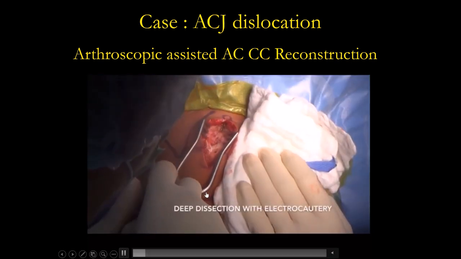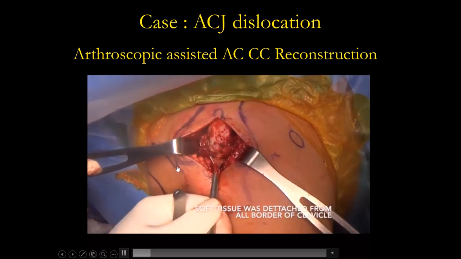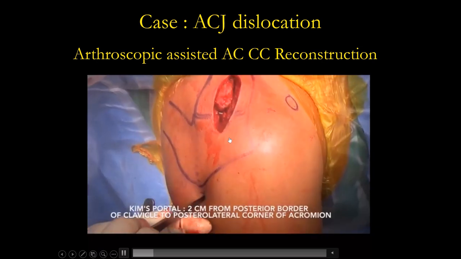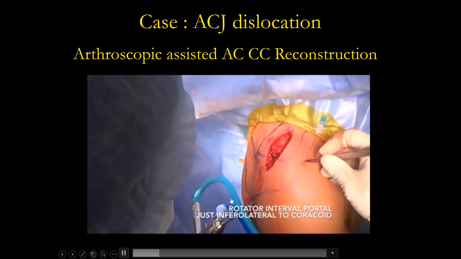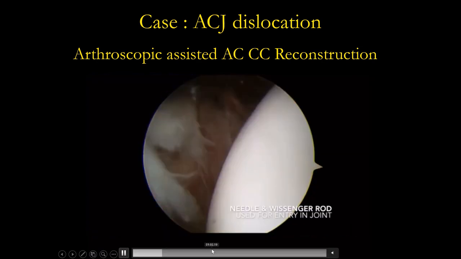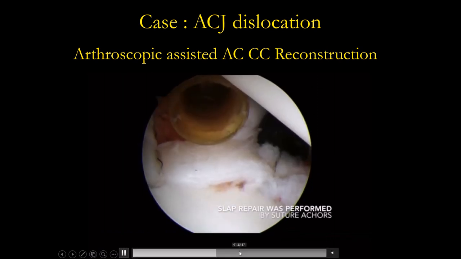We call it arthroscopic reconstruction of the AC and CC. So this patient has a dislocation. This is the clavicle. Then we put the camera inside the joint. We put two holes. Then we go in; this patient also has a torn labrum.